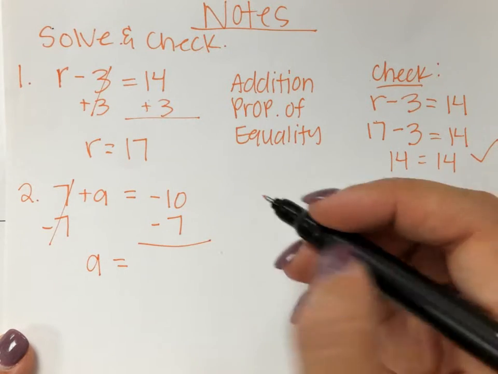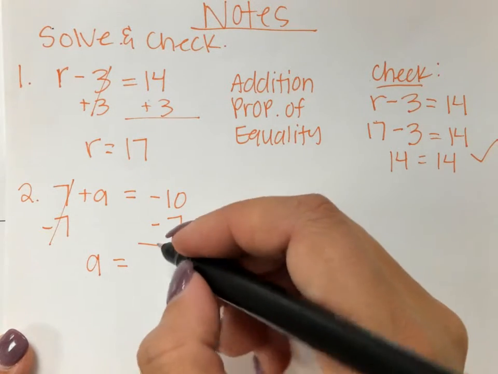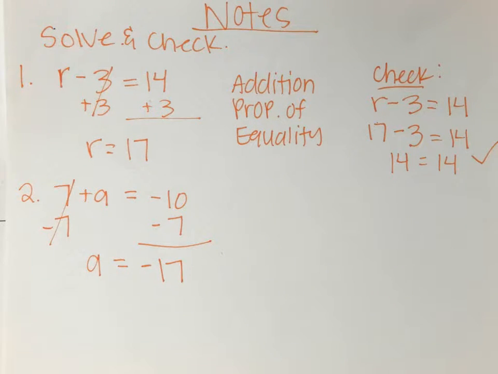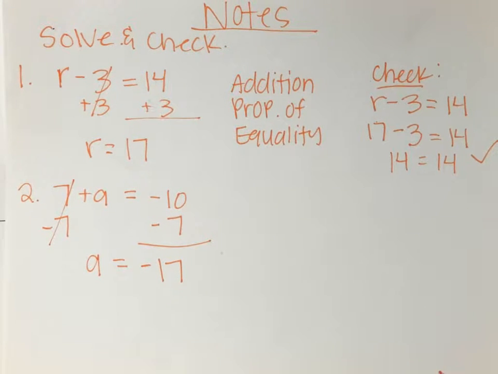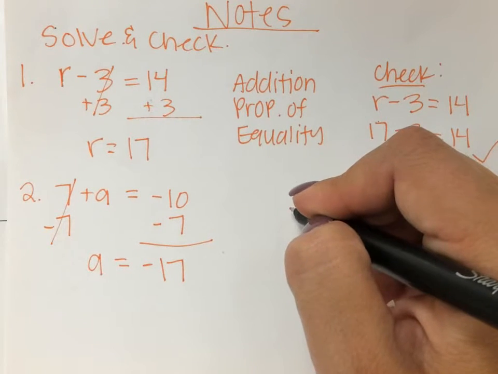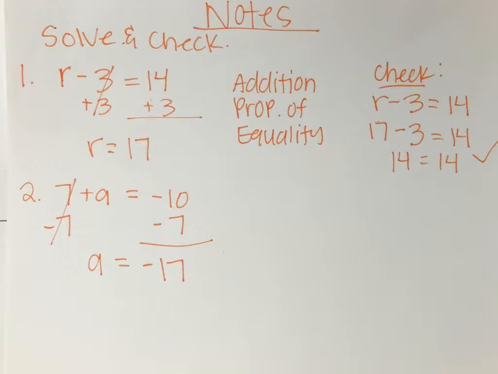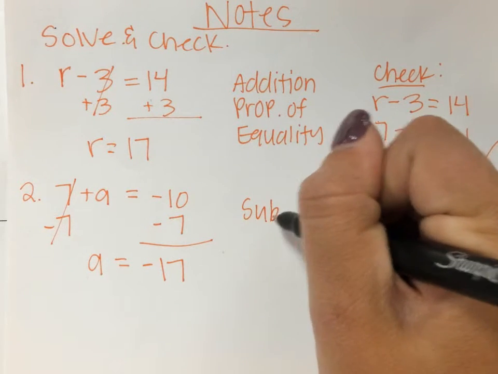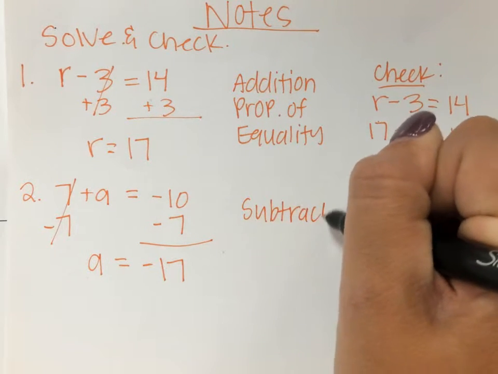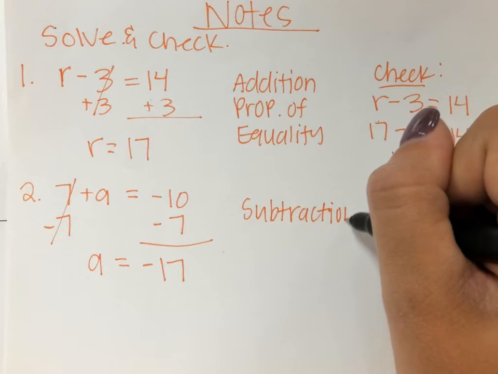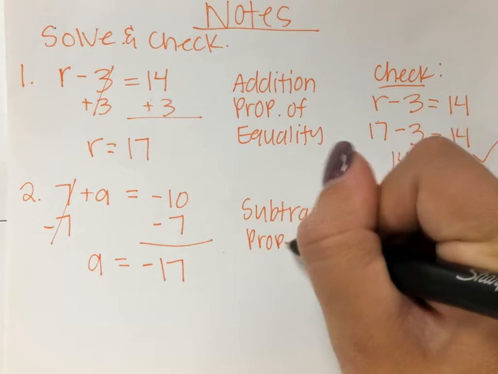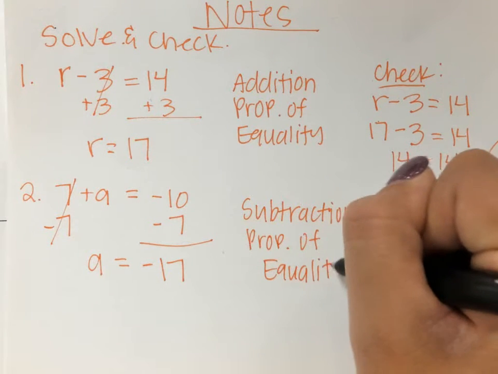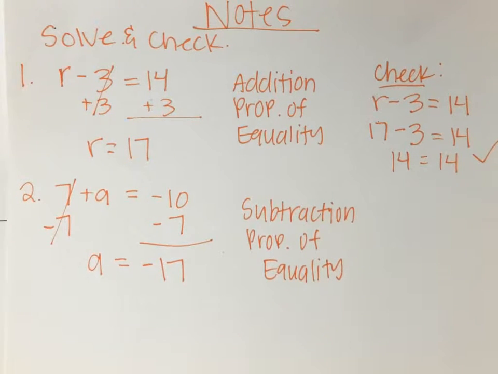Olivia was trying to answer for me. a equals negative 17. What property of equality is that? Subtraction. Because I'm subtracting 7 from both sides. We can't forget these properties, okay? We need to know them.